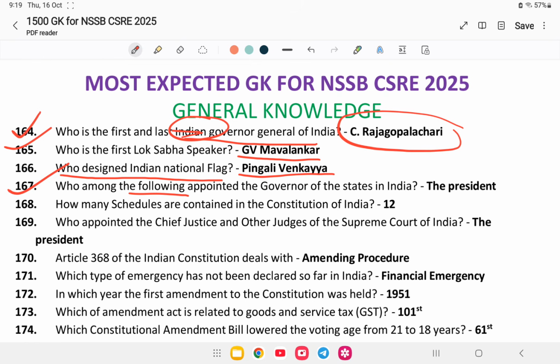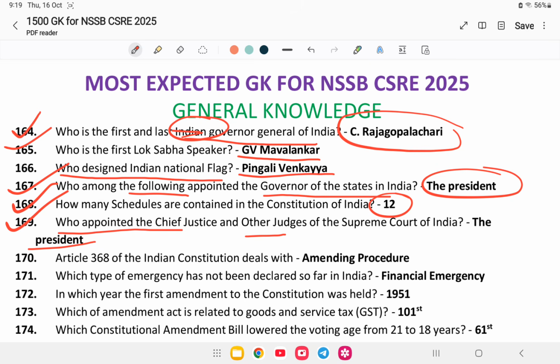Who among the following appointed the Governor of State in India? Do Governor kan to Kumba appoint kore, President of India by appoint kore. How many schedules are there? 12 schedules. Who appointed the Chief Justice and other judges of the Supreme Court of India? Do kun aje President aje. Article 3.